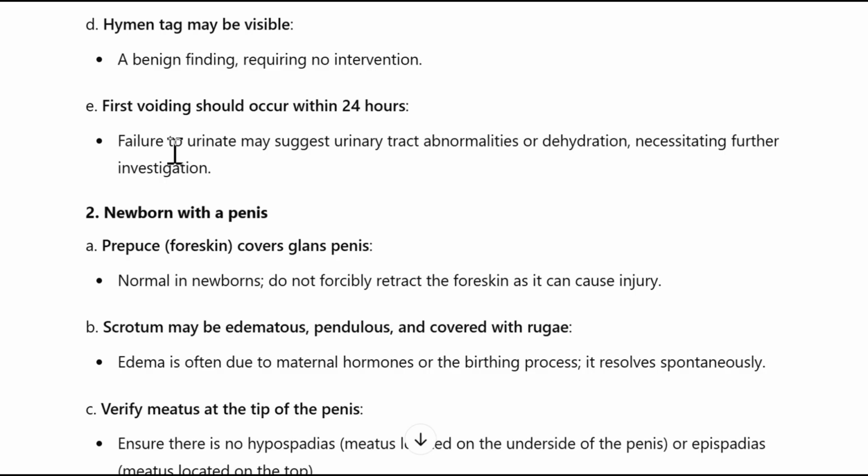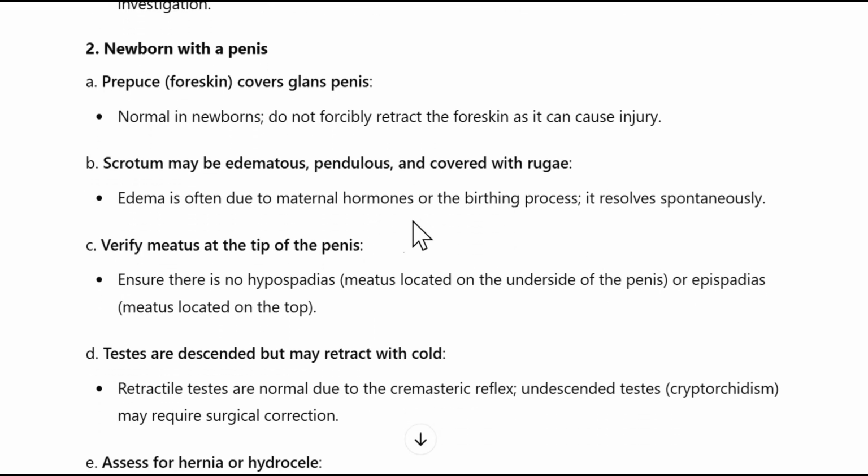E. First voiding should occur within 24 hours. Failure to urinate may suggest urinary tract abnormalities or dehydration, necessitating further investigation. 2. Newborn with a penis. A. Prepuce. Foreskin covers glans penis. Normal in newborns. Do not forcibly retract the foreskin as it can cause injury.